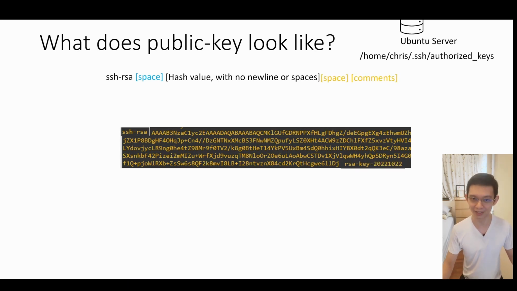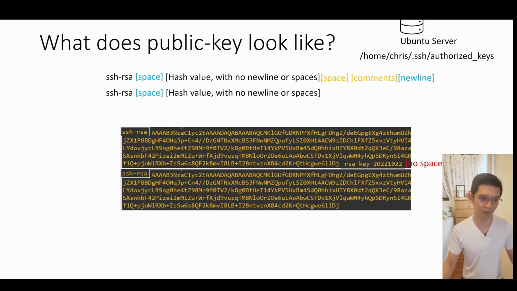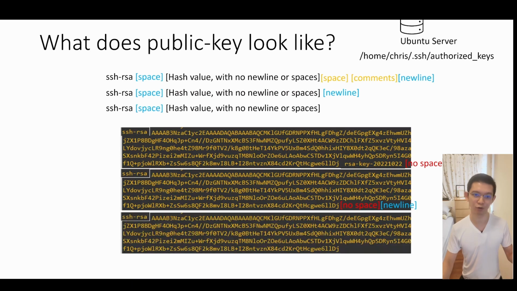Then we will have the space and comments. This is optional, we can do without the comments. If we have the comments, we'll just have the new line, and then we will include the second public key if there is any. The second public key will start with ssh-rsa followed by the space, and the hash value with no new lines or spaces. For this second public key, we just take out the comments so that we know that it is optional. Then a new line followed by the third public key. The third public key will be ssh-rsa followed by the space, and then the hash value again. And this time, we just let the hash value end, no new line, nothing.